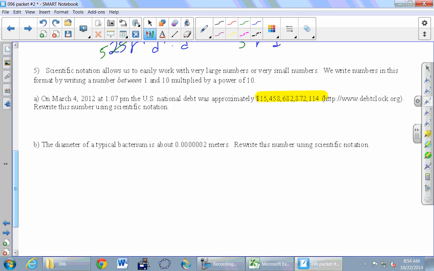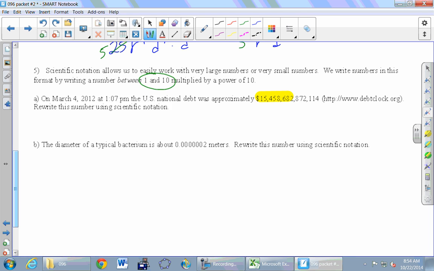So the idea is we need to write a number that is between 1 and 10. 15 trillion is far bigger than 10. So we imagine taking this decimal point and we just keep moving it until we eventually get a number that is between 1 and 10. So for example, if I decided to put the decimal point here, that would be 15 what? Million and change. Is 15 million between 1 and 10? No, but we're cutting this number down in size.